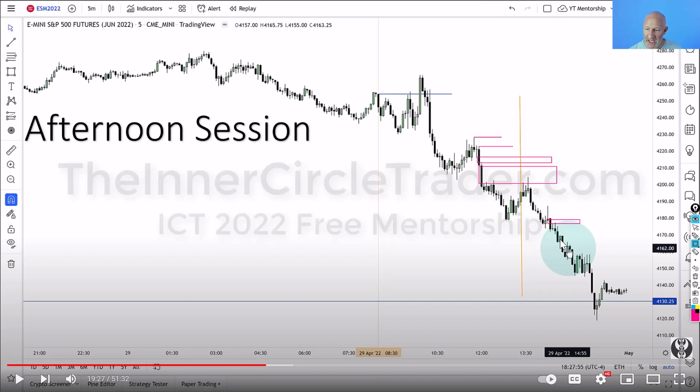And then similarly again, we have another displacement down which creates that fair value gap. And that again gives us another opportunity to get set and target that sell side liquidity relative equal lows down here.